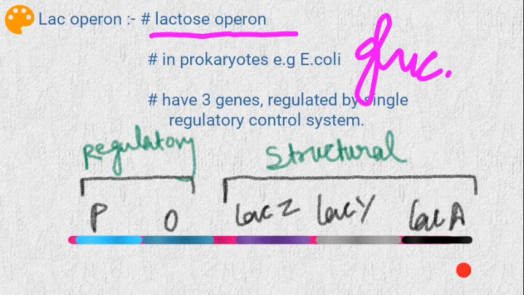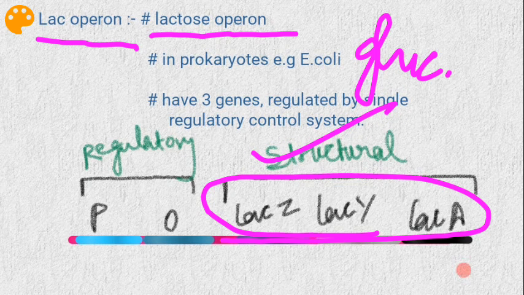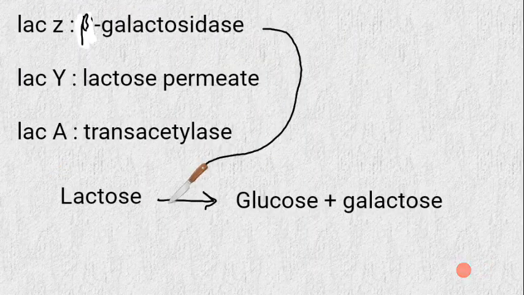For utilization of lactose, they will require the operon to express, right? Because the operon contains some important genes which are important to express for the utilization of lactose. So these are the structural genes which are required for utilization of lactose, and the genes are LAC-Z, LAC-Y and LAC-A, right?